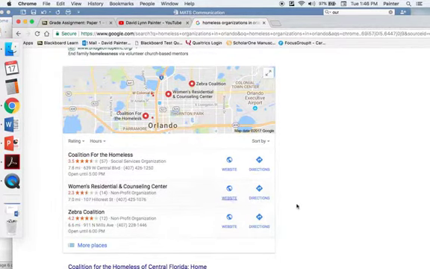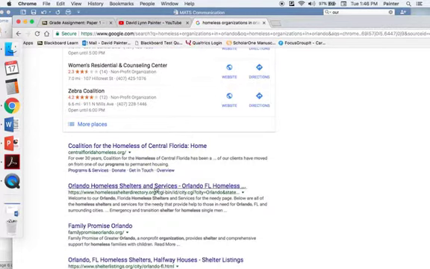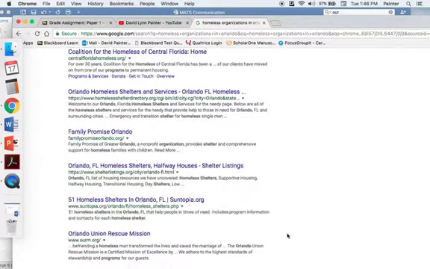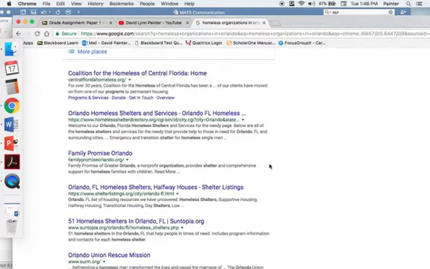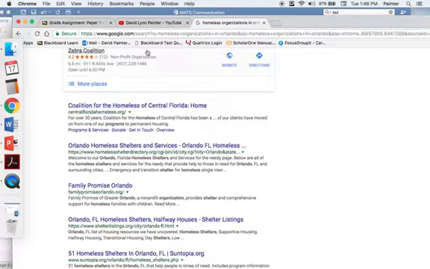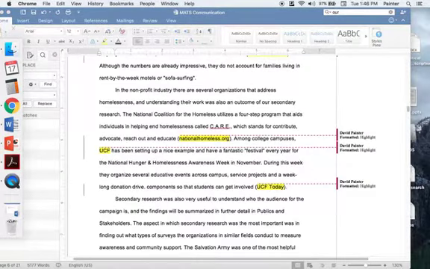So here's the three top ones, right? The Coalition for the Homeless, Family Promise, and then the Orlando Rescue Mission, right? So I would look more closely at the Coalition for the Homeless of Central Florida. I bet you'll find a lot of valuable information here that would be better suited for your secondary research.